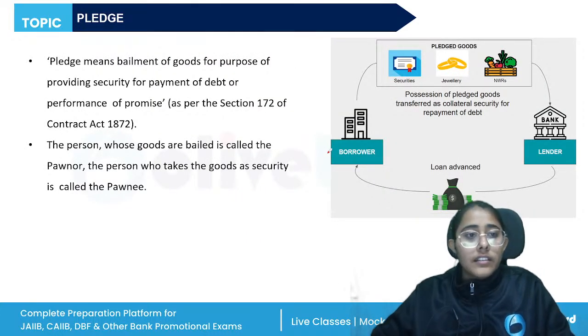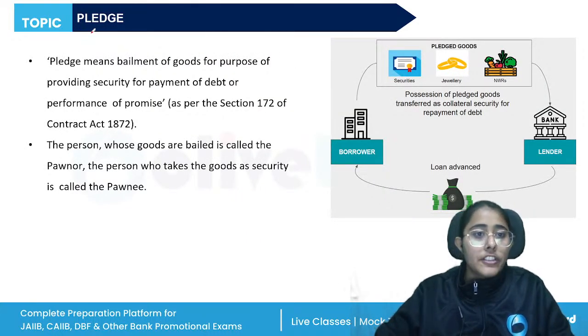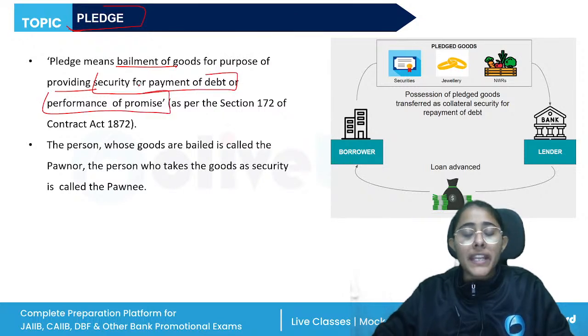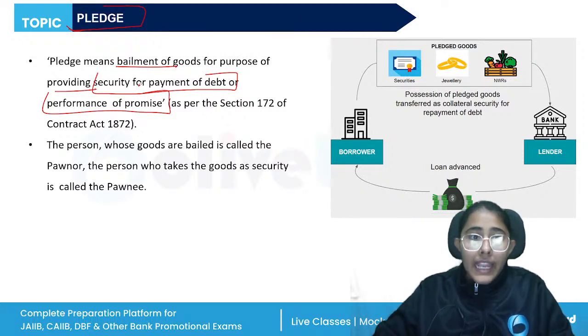Then the third type is a pledge. Pledge is a relationship which exists between the pawner and the pawnee, the person who is bailing their goods. Pledge basically means the bailment of goods for the purpose of providing security for payment of debt or performance of promise. In bailment, what is happening? The goods are transferred for use for a particular period and then they are returned. In pledge, what is happening? The goods are bailed but to be kept as security.